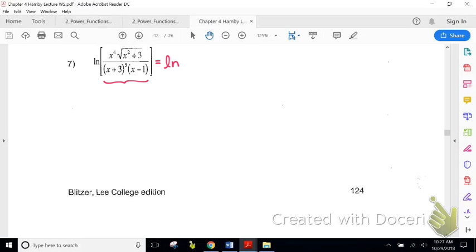So we're going to have natural log. I'm going to put the top in parentheses. Minus natural log of the bottom.